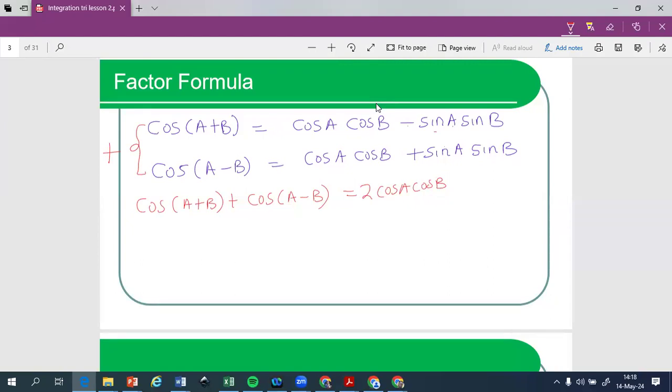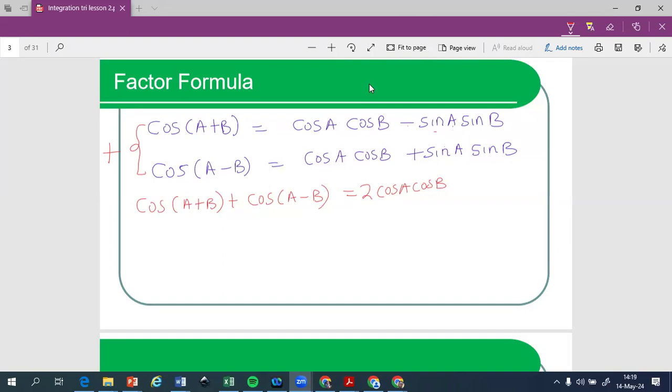Members, is that step fine? Where I've reached in red? Kindly unmute and let me know. Is that step fine? Yes. Okay. Now we are going to continue.